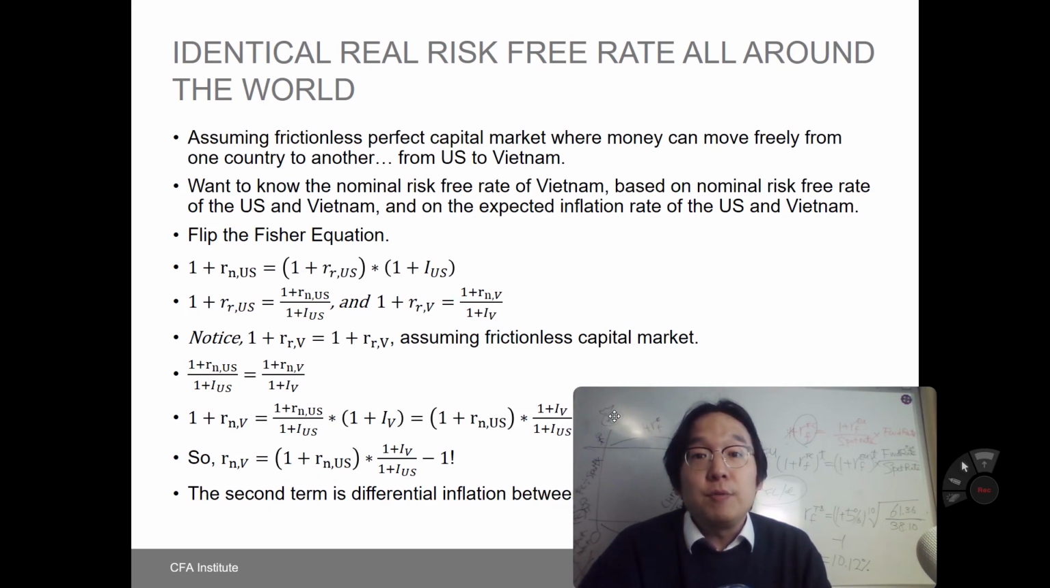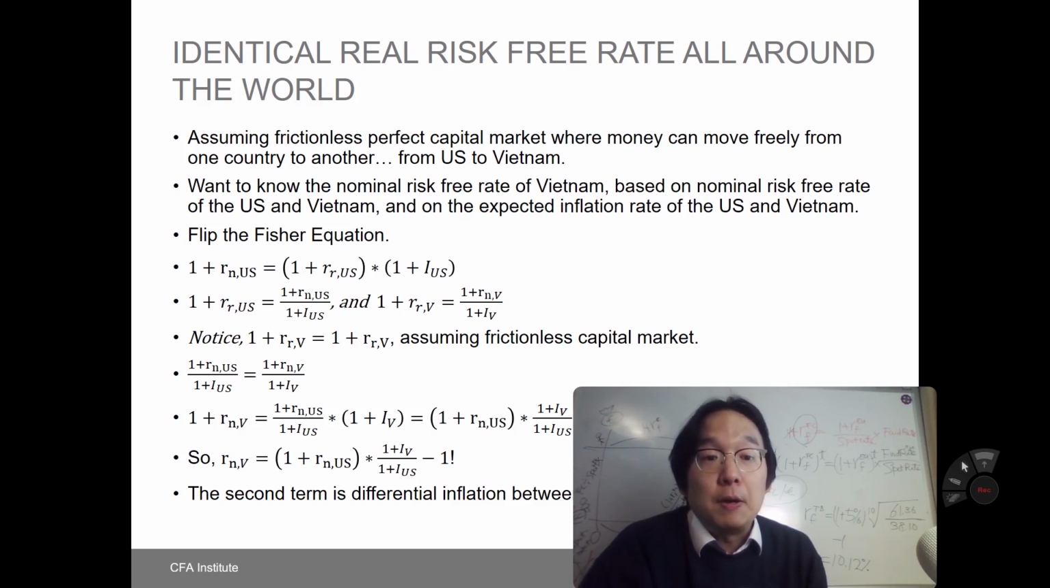The next is about the real risk-free rate all around the world, assuming a frictionless capital market where money can move freely from one country to another, from the US to Vietnam. We want to know the nominal risk-free rate of Vietnam based on the nominal risk-free rate of the US and the expected inflation rates of the US and Vietnam. So flip the Fisher equation. Can you do that? Yes. So assuming a frictionless capital market.